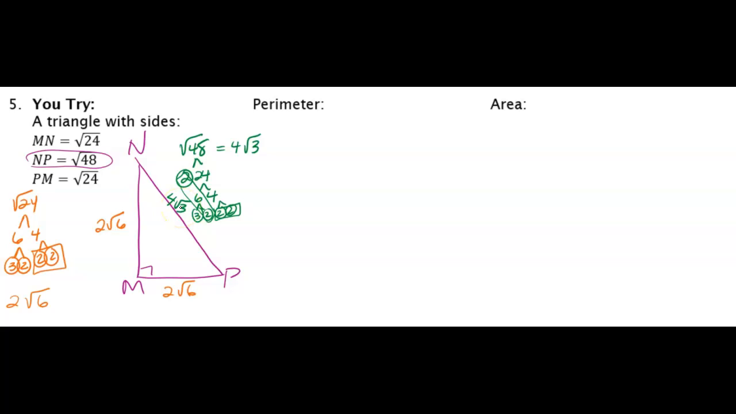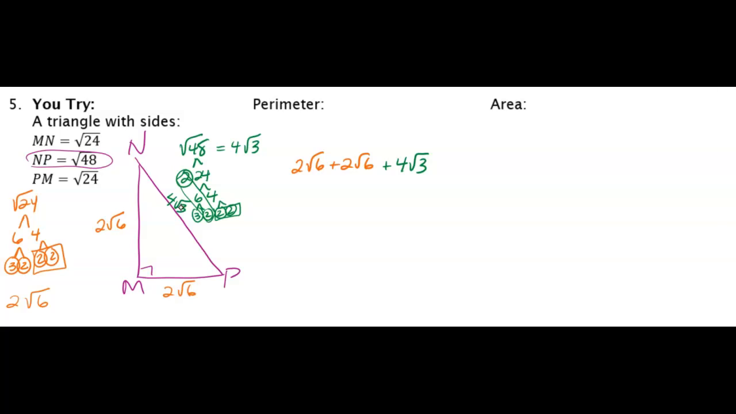All right, so now that I have everything organized and I have it all simplified, we can figure out the perimeter. So to find the perimeter, we just add up all 3 sides. So I'm going to do 2 root 6 plus 2 root 6 plus 4 root 3. Now I can only add radicals. I can add the outside numbers of each radical, so the coefficients, if the radicals are identical.